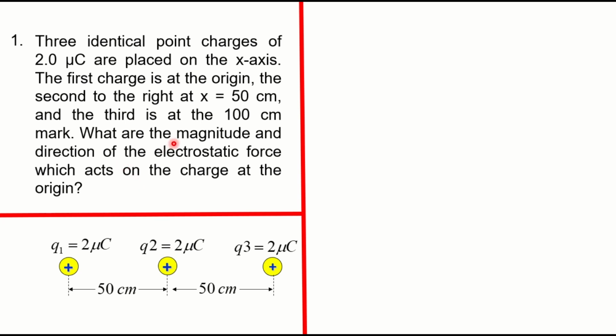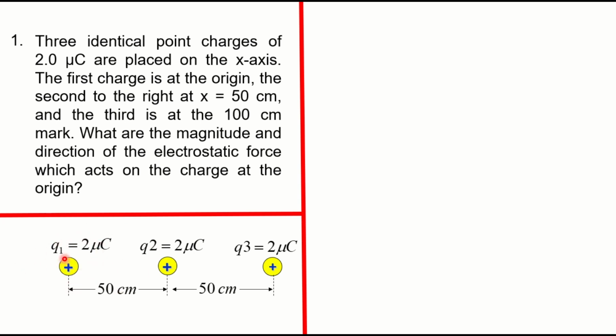The question is asking us to calculate the magnitude and direction of the electrostatic force which acts on the charge at the origin. So we know electrostatic force, we can see whether the charge attracts or repels. Here we have 3 positive charges, and when the charges are alike, that means positive-positive or negative-negative, the charges would repel each other. Now we focus on charge Q1, because they want the electrostatic force on the charge at the origin.